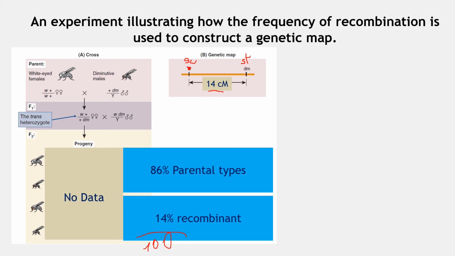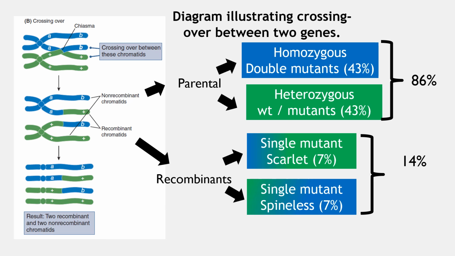So the recombinants will indicate the distance, and the rest will be the parentals. So if you just subtract, let me draw it better, 100 minus 14, this will be 86. Good, pretty easy.